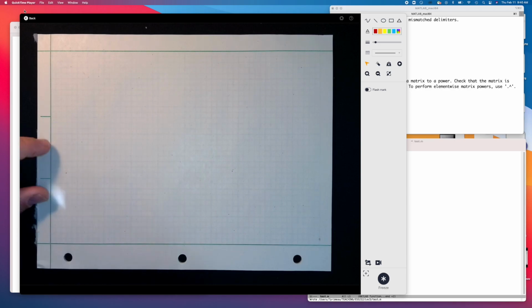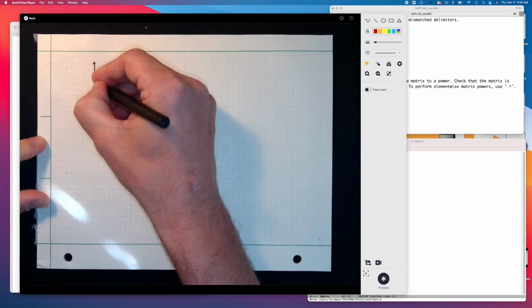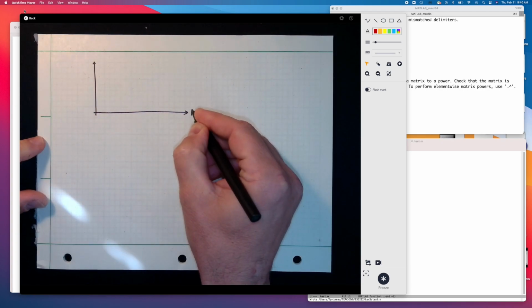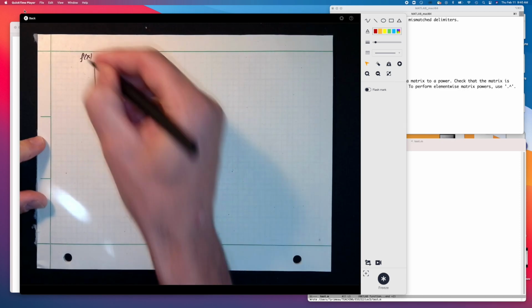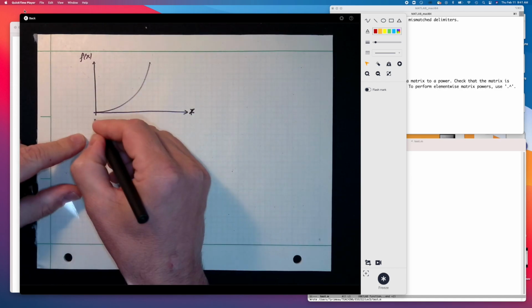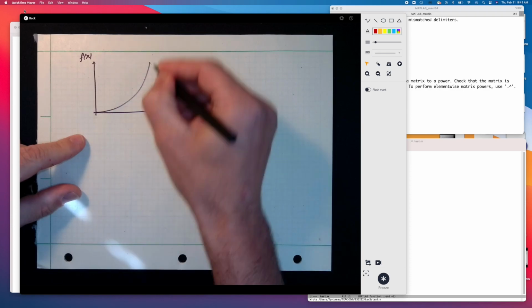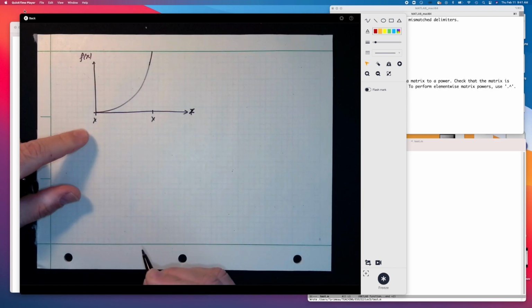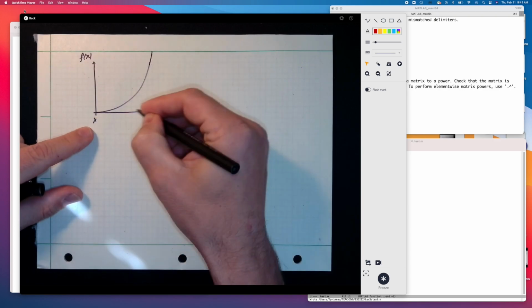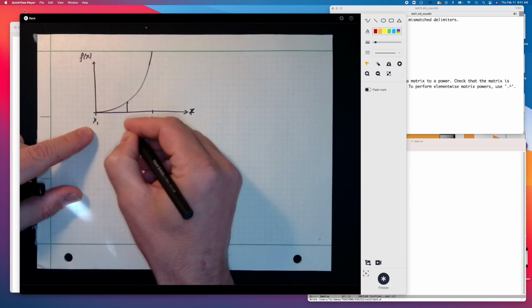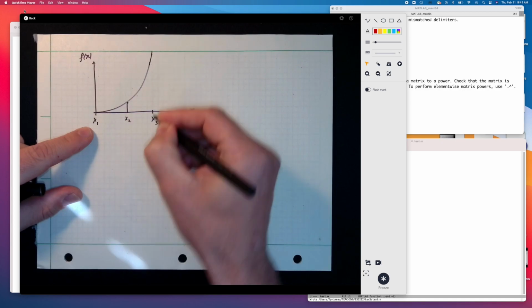Okay, so I have a function. This would be x over here, and this is f of x, and suppose my function is, I don't know, something like this, and we want to find the area under the curve between the two endpoints, from here to here, and we're going to discretize it. Just for the purpose of this, I'm going to divide it up into two. So this will be x1, x2, and x3.